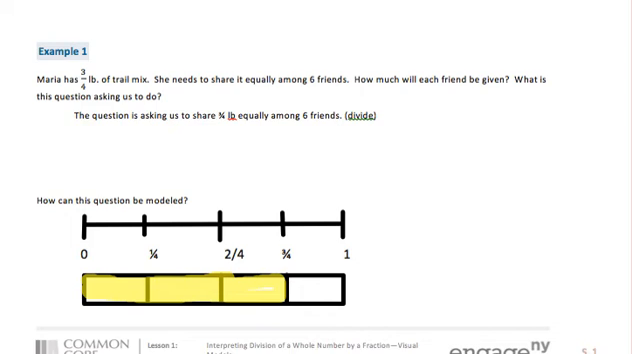From the problem, we know we're going to give equal amounts of trail mix to each person. So to show that in the model, we will need to divide the 3 parts that we have so that it becomes 6 parts altogether. And in order to get 6 parts from the 3 that we already have, we'll need to divide each piece in half. One, two, three, four, 5, 6. We have 6 equal pieces to share among the friends.